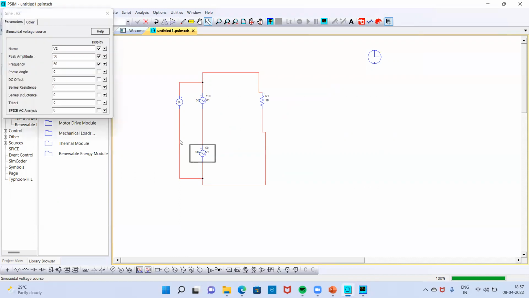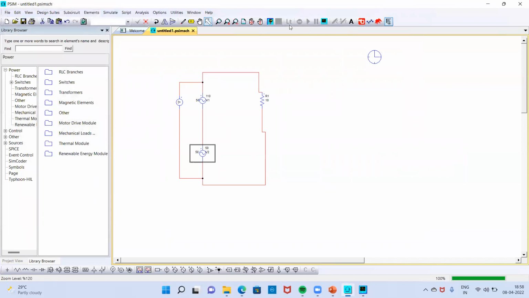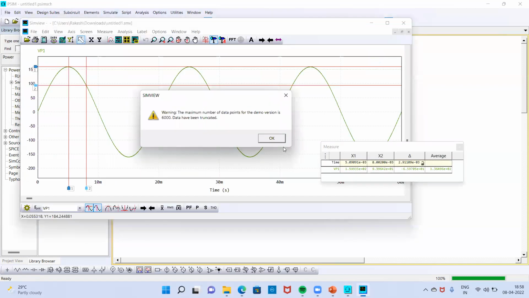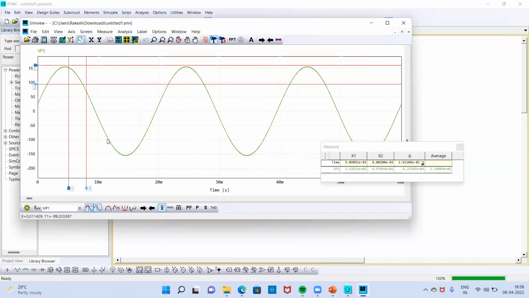Now you can change its phase angle. Phase angle is also given. I am going to change it. I am going to shift this waveform by 30 degrees and I will check. So what happens to this combination? You are seeing some difference here.